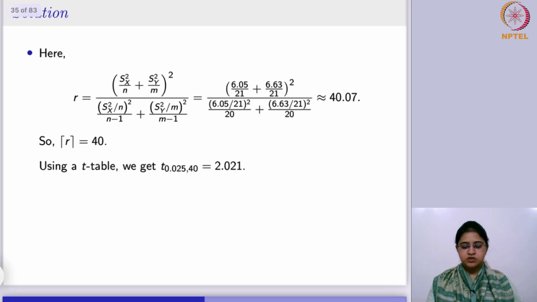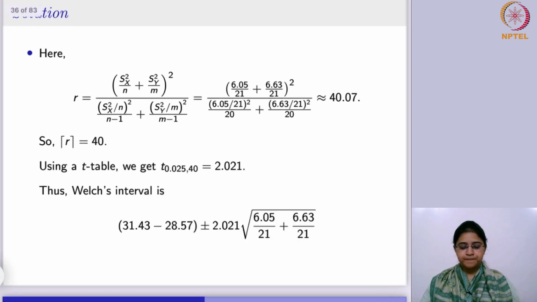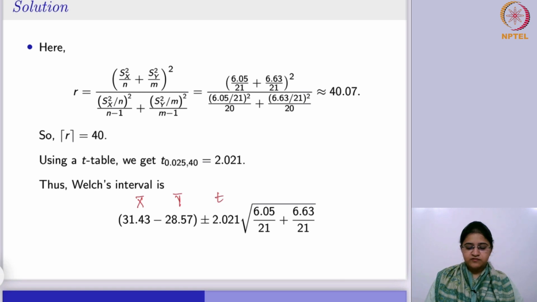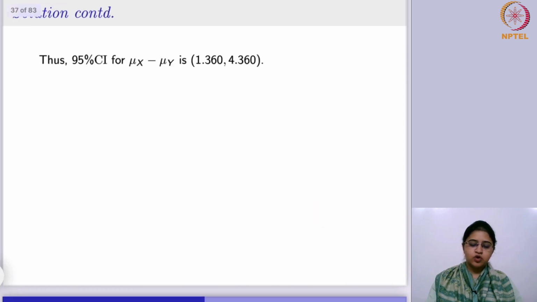Now if you use the t table, then from there, at this degrees of freedom, t alpha by 2 at r basically comes out as 2.021, and the Welch interval in this case would be simply x bar minus y bar, this is your t value, t alpha by 2 at r degrees of freedom, and on this side what do you have? Sx square over n plus Sy square over m, right? So we are simply substituting into the formula that we have obtained. The interval that you obtain in this case is 1.360 to 4.360.